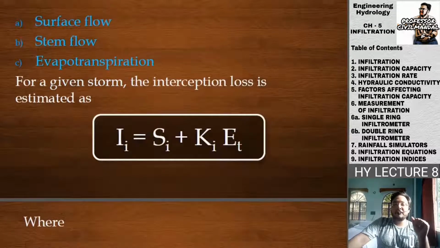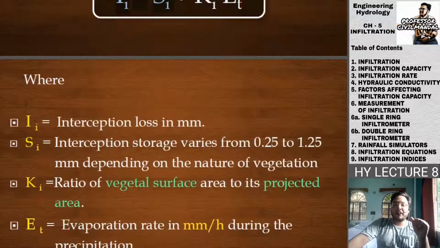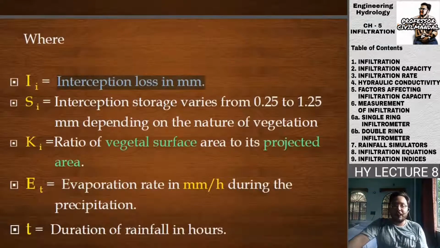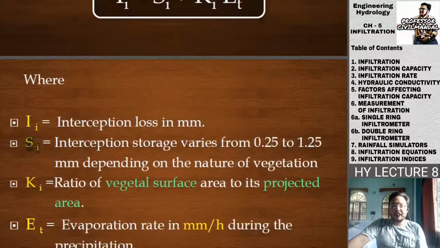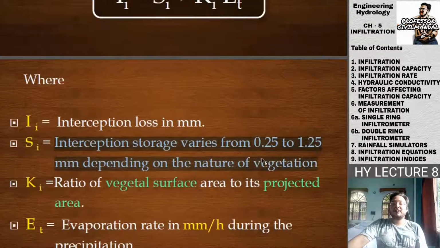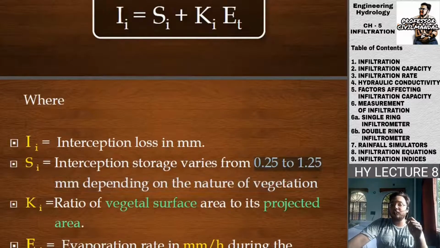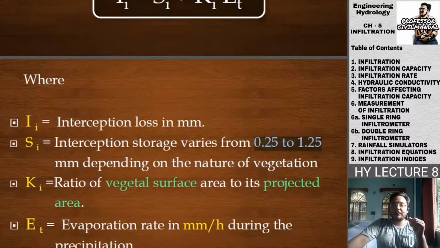For a given storm, the interception loss is estimated by this formula: Ii = Si + Ki·Et·T, where Ii is the interception loss in mm, which we are about to calculate. Si is the interception storage, and it varies from 0.25 to 1.25 mm depending on the nature of the vegetation.